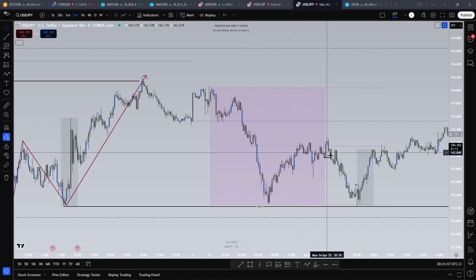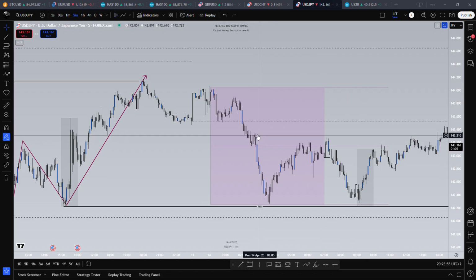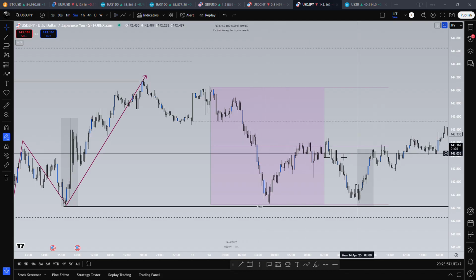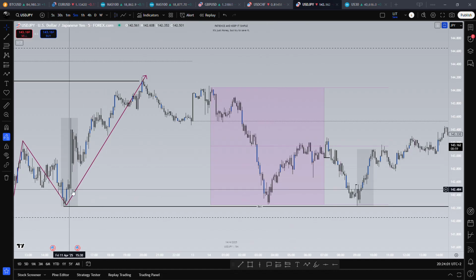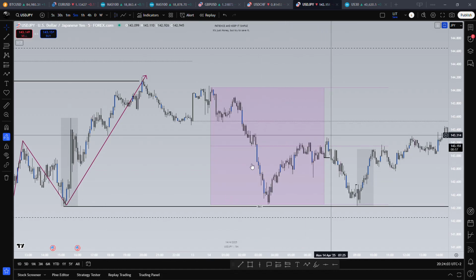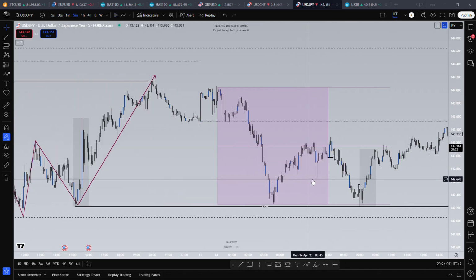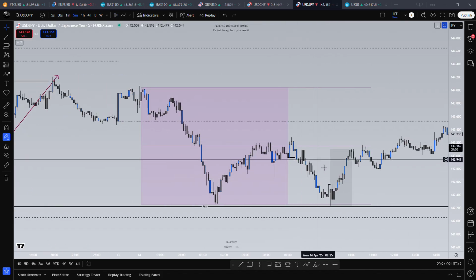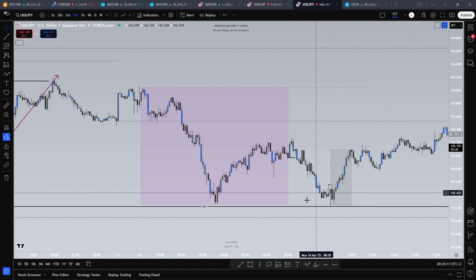It was pretty logical to continue lower because, well, it's difficult to say. It's not clear, but we had nothing to the left that made us reverse. Maybe this low. So it wasn't clear for me, and it never took the liquidity.